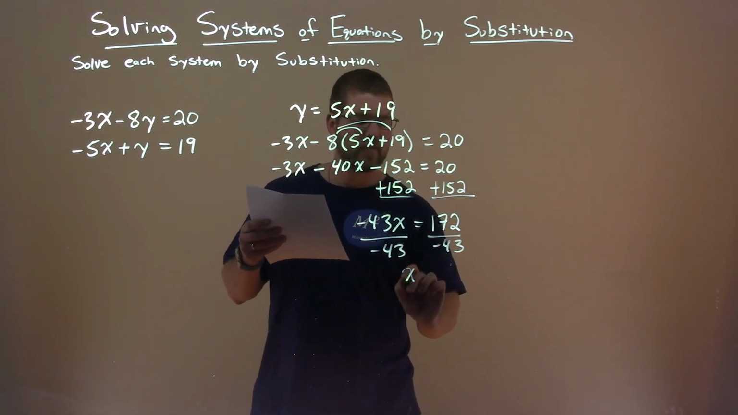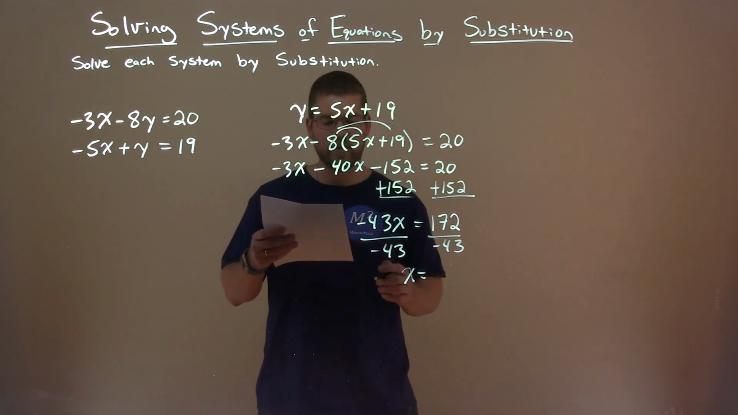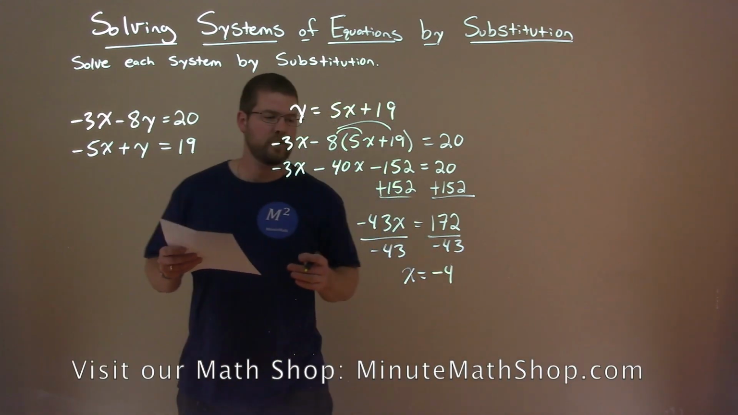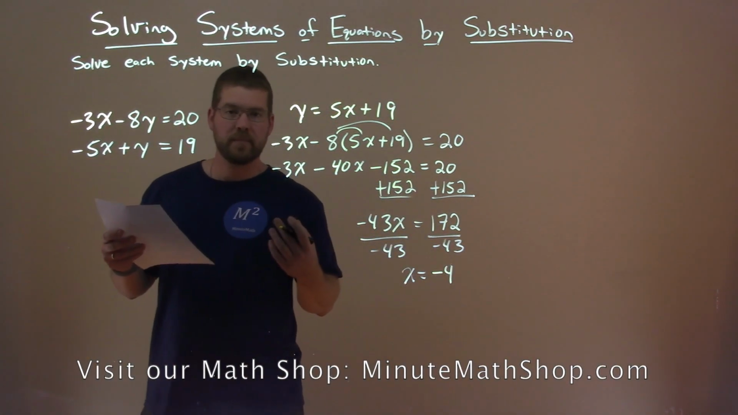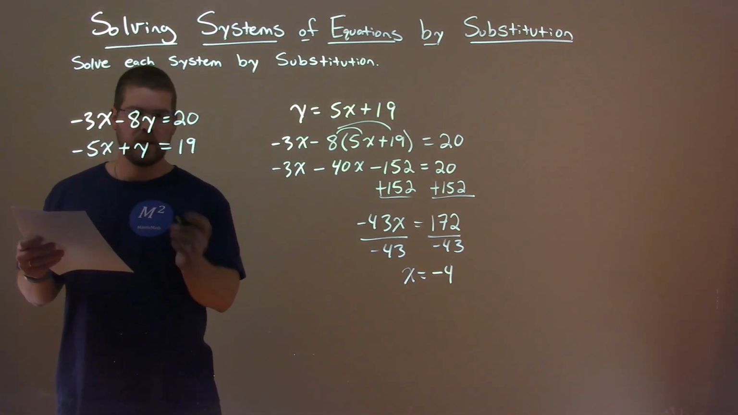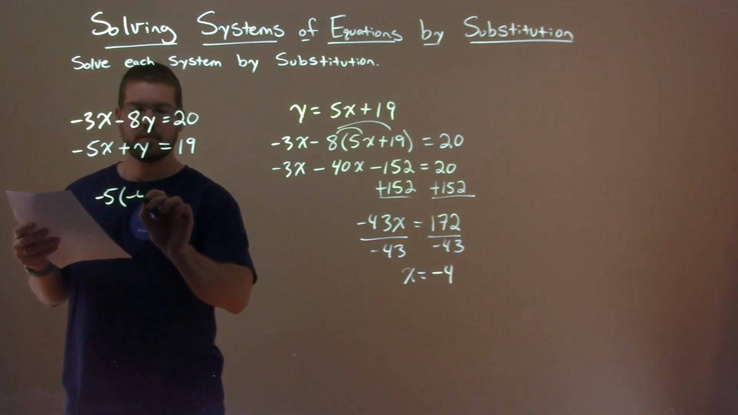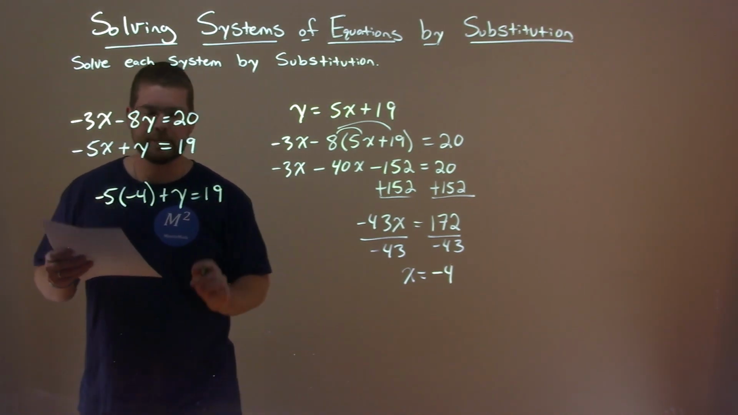And we're left with x by itself equals 172 divided by negative 43, which is a negative 4. So with that information, we want to plug that into one of our first two equations and solve for y. The second equation looks easier. We have a minus 5 instead of x. I'm putting a negative 4 in, plus y equals 19.